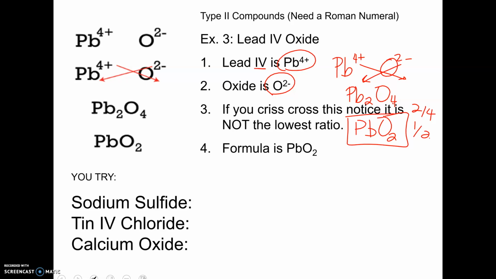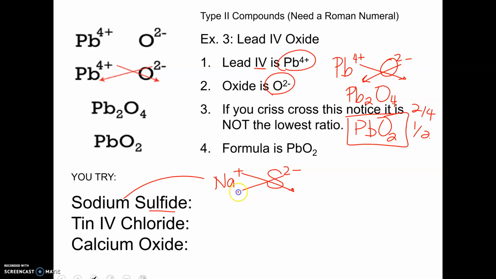So here's what this would look like. All right, so I wanted you to try these 3 on your own. So you could pause it here if you want to do that. But I'm going to go ahead and work these out now for you. So sodium, we look it up on the periodic table. It forms a +1. Sulfide, that's going to be sulfur. On the periodic table, that forms a -2.